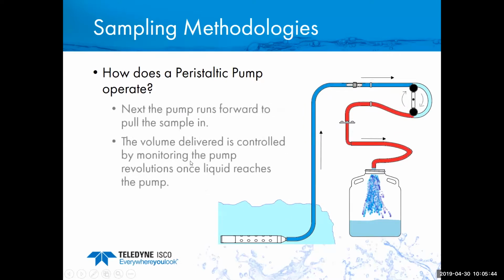Next, the pump turns and goes into a forward motion. It turns clockwise. Then it creates a vacuum on the backside, and that sucks the water up and then pushes it down into the bottle. Once the water hits the liquid detect sensor, it knows when to start counting counts, and that's how it determines how much volume you actually delivered into the bottle.